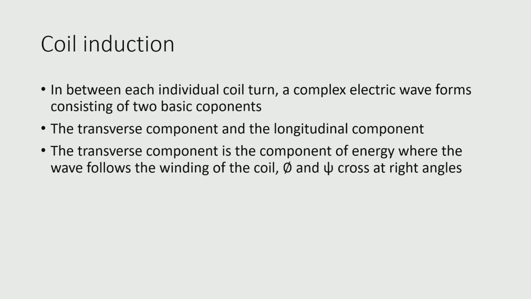The transverse component is the component of energy that follows the windings of the coil, and the longitudinal component is the one that's parallel to the coil. So I'm going to represent the transverse as phi and the dielectric as psi. The transverse component is where they intersect at right angles. Take the cross product, they're perpendicular to each other.